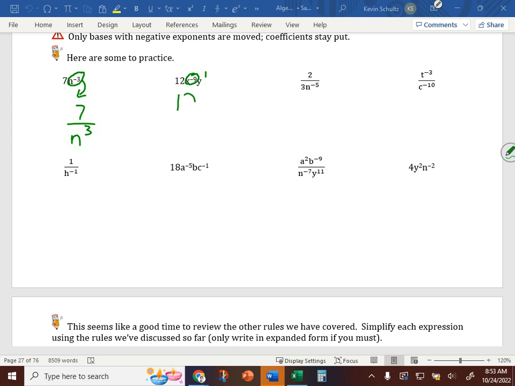So in our answer, we've got the 12 and the y still up top, and the x to the negative ninth goes down to the denominator and becomes x to the positive ninth. Okay, yeah?